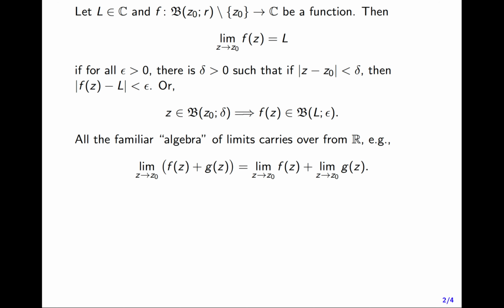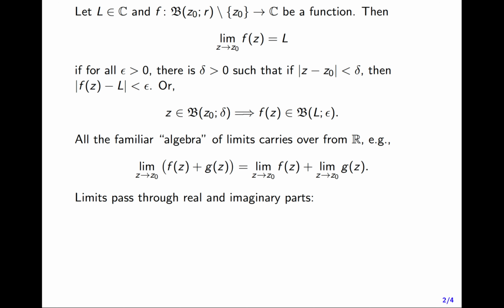Namely, you have things like the limit as z goes to z0 of f plus g is the limit as z goes to z0 of f plus the limit as z goes to z0 of g, if both of these limits exist. And the same for multiplication by a constant number and for quotients and for all of those good algebraic properties.